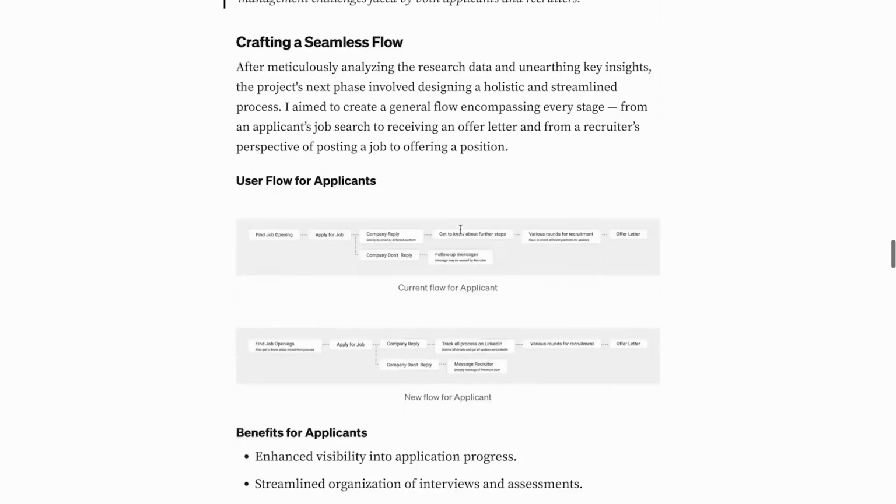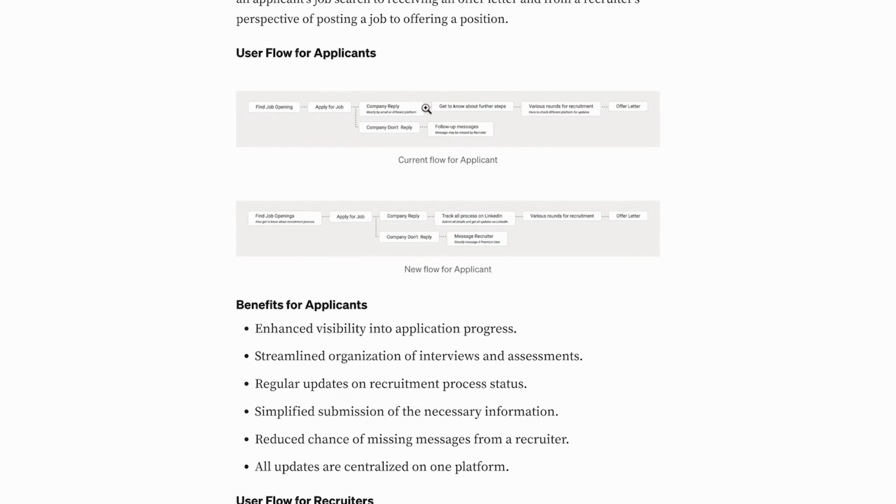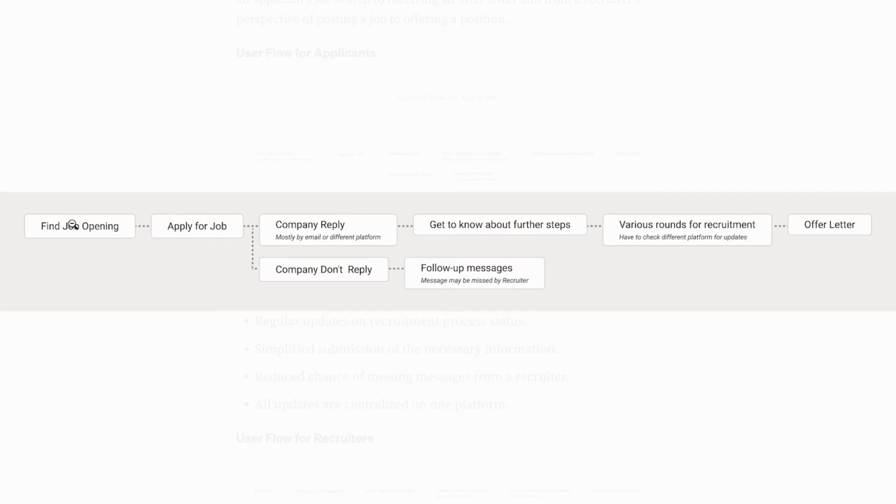So let's come back over here to the case study. Now, let's understand the current flow, right? So find a job opening, apply for a job, company reply, okay? Mostly by email or different platform. What does this mean? What does different platform mean, right? Get to know about the further steps, various rounds for recruitment. So have to check different platform for updates. Which different platform, all right? And then offer letter, right? And the other one is the company doesn't reply and follow-up message may be missed by the recruiter.